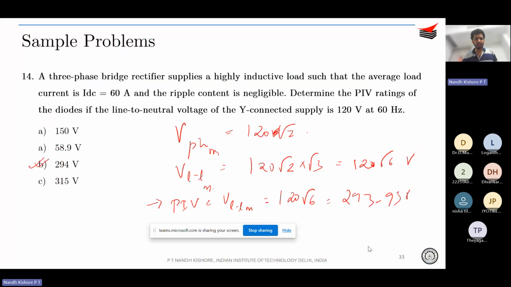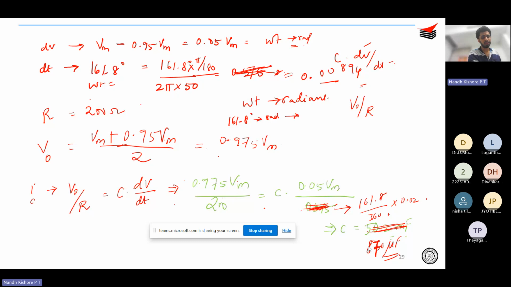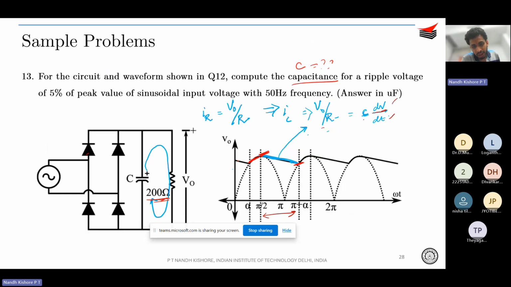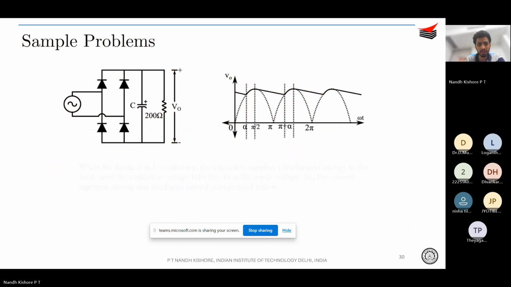Question number 13. Yeah, so V naught is simply the average value. The profile of V naught is going to be something like this, right? During the discharge period, V naught is changing from Vm to 0.95 Vm. So we simply take the average of this. That is why I have taken the average. V naught is Vm plus 0.95 Vm by 2, simply the average only. Okay, 0.975 Vm.